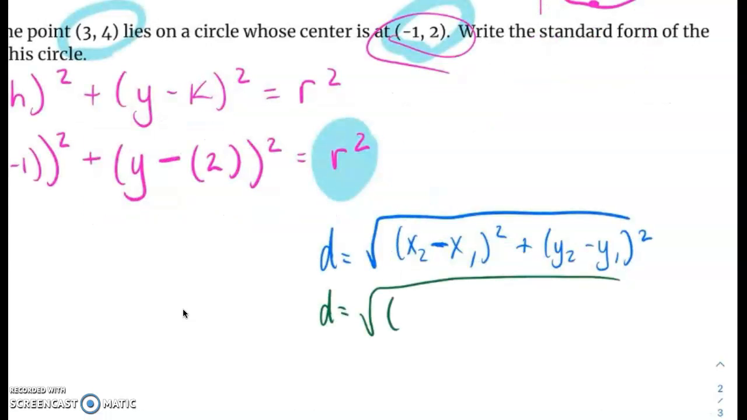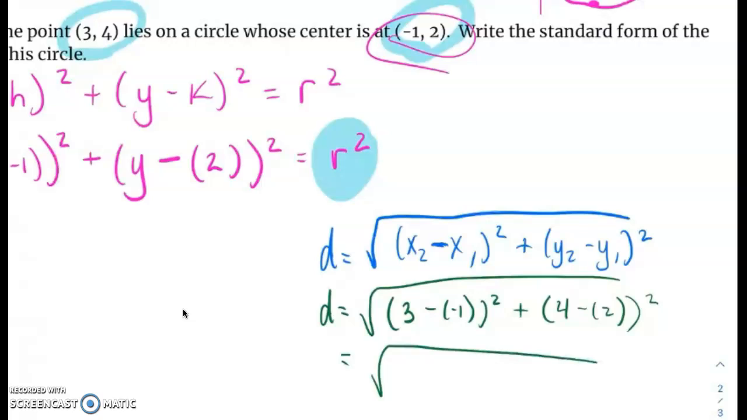So if I plug in the values of the 2 points that I have, 3, 4 is my first point. And then negative 1, 2 is my second point. So 3 minus negative 1, 4 minus 2. Then we're going to solve that.